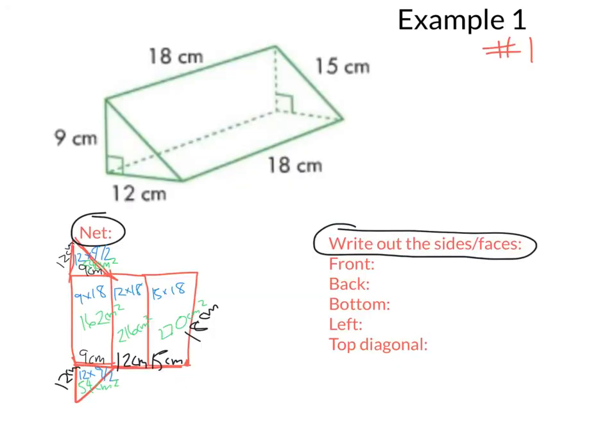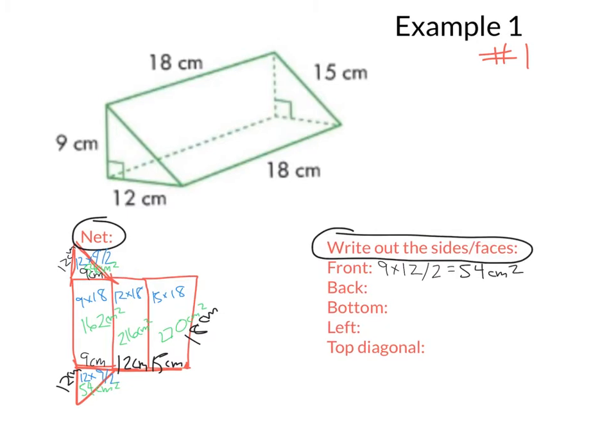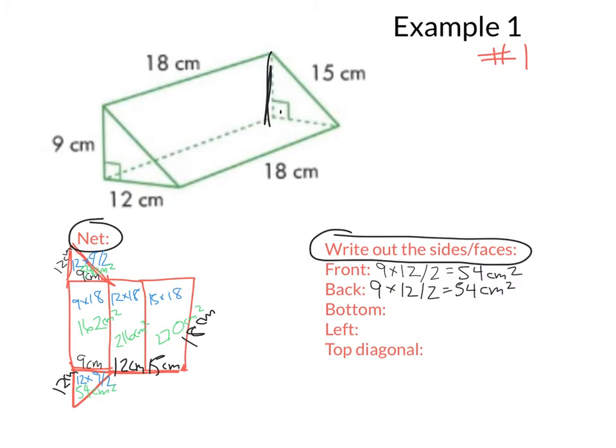So going back to my second way, we're going to write out the sides and the faces. So the front, 9 times 12 divided by 2. The same with the back, it's still 9 is the height times 12 is the base divided by 2. So now I'm doing the bottom. What's the bottom? 12 times 18. Next will be the left side right here, which is 9 times 18.